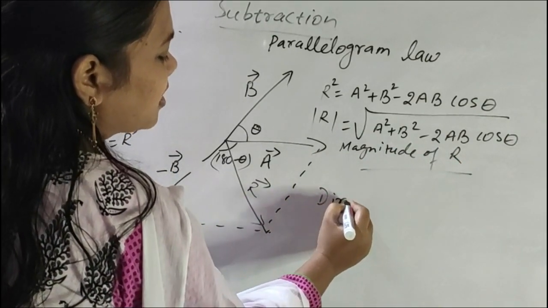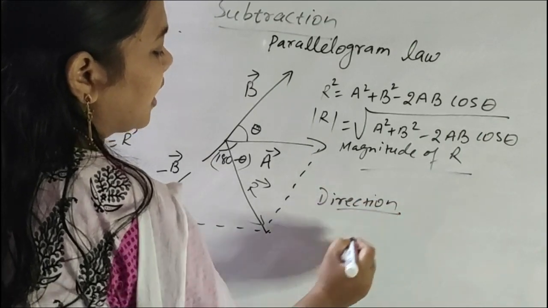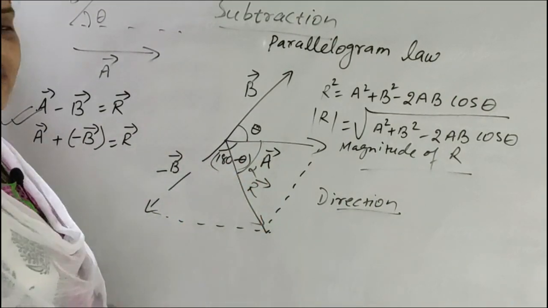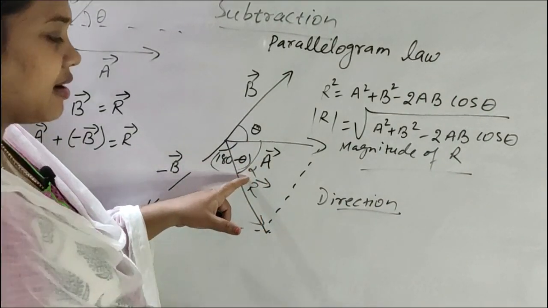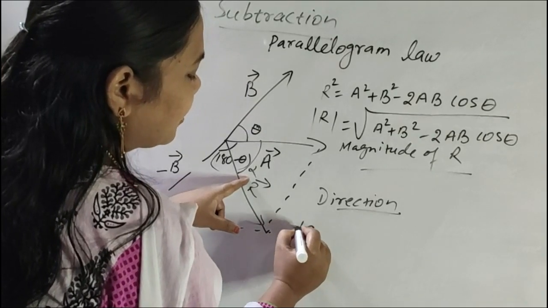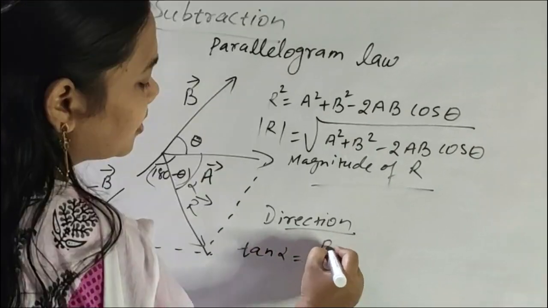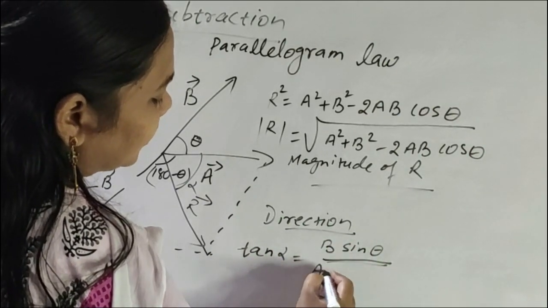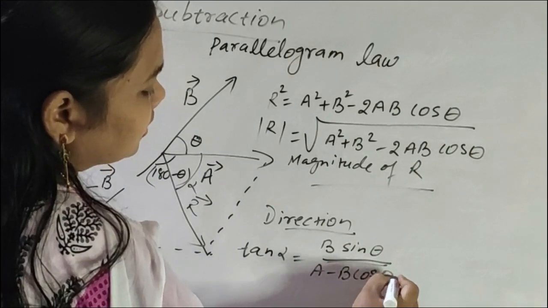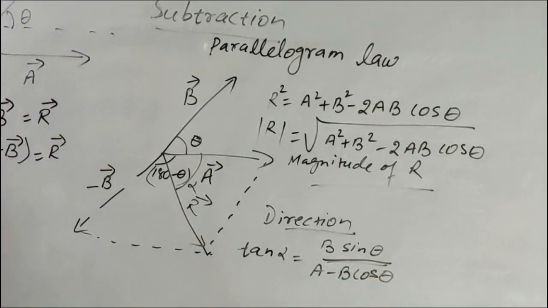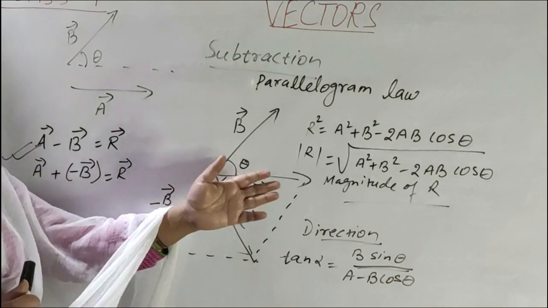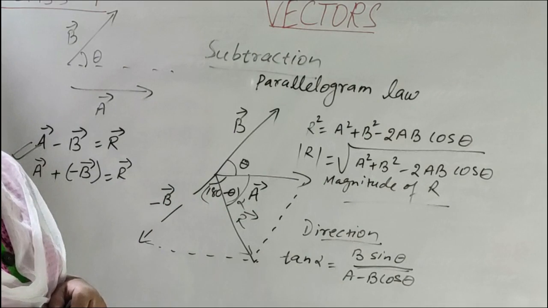Now, what is the direction? The resultant vector makes an angle alpha with vector A, this alpha. Then what is the direction? Tan alpha is equal to B sin theta by A minus B cos theta. These are the two formulas. From these we can get the magnitude of the resultant vector and the direction of the resultant vector.